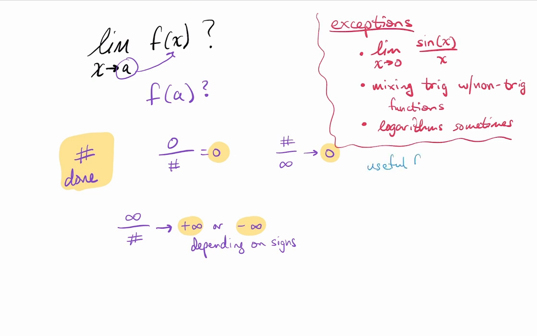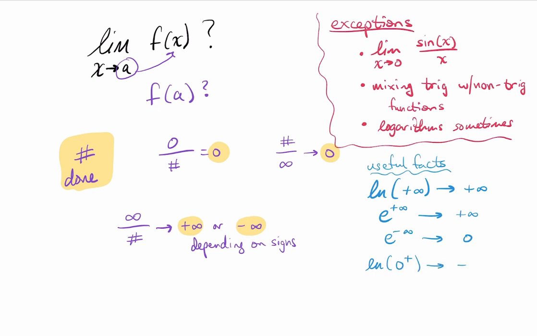Also, there are some useful facts as well. If you see log of plus infinity, the result of that is infinity. E to the plus infinity is also plus infinity. E to the minus infinity is 0, and log of 0 plus is negative infinity. These are some common tricky ones. These all are in the category of plugging in f of a and seeing what happens. It might not be clear what to do with the logarithms and the exponential functions.